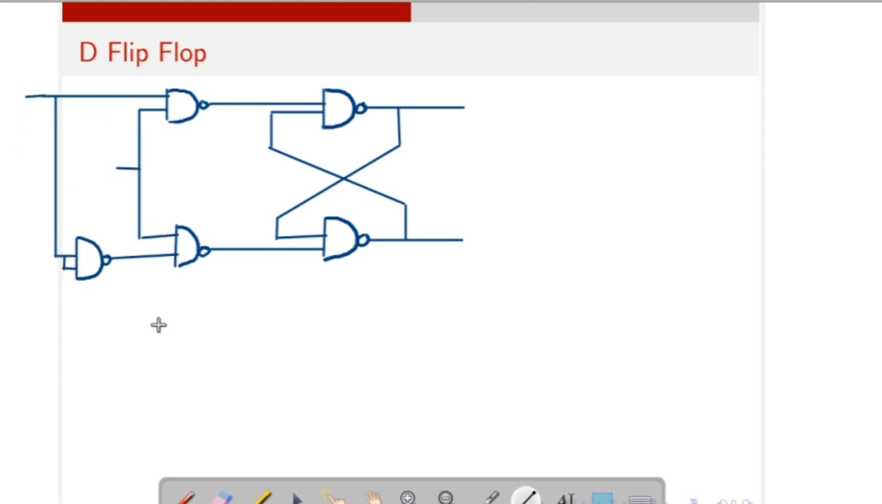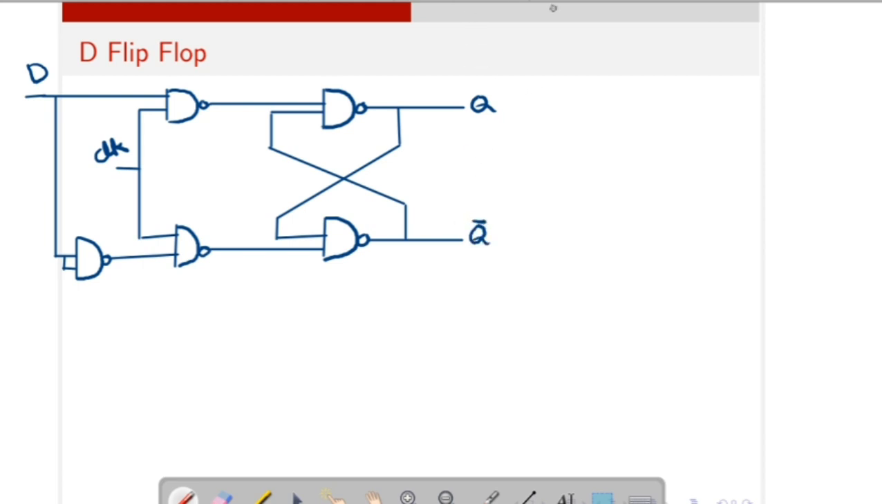So this is the input D, and this is the clock signal. This is the logic diagram of the D flip-flop. Here the S input is changed to the D input, and D is complemented and given to the R input, such that both S and R never become 1. When D is equal to 0, it is complemented, so here it is 1. When D is equal to 1, it is complemented, it is 0. Here are the outputs Q and Q bar.